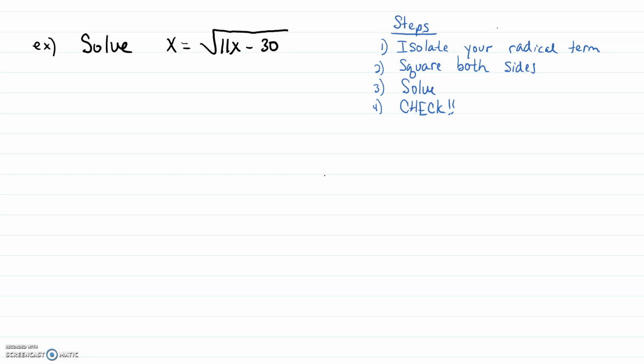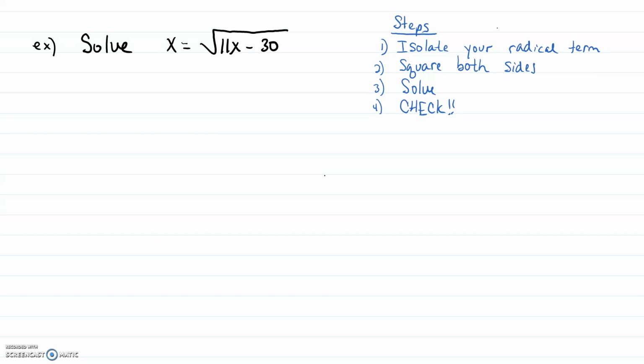For this video, we're going to solve the radical equation x equals the square root of 11x minus 30. Our steps are on the right-hand side, and the first thing you want to do is isolate your radical term. The radical term needs to be on one side of the equal sign by itself, everything else on the other side, and that is done for us in this problem.